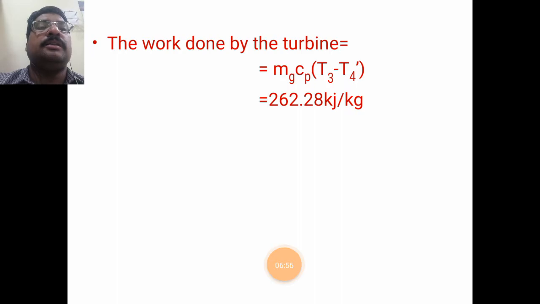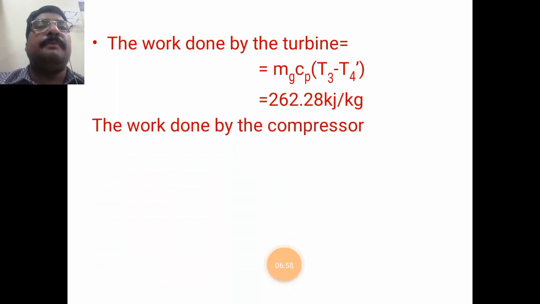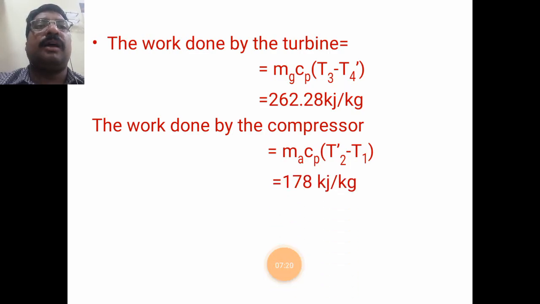The next one is the work done by the compressor. The work in the compressor is adiabatic compression work. In the compressor only air is compressed. Therefore, we can take it as ma into Cp into (T2 dash minus T1). If you substitute the values, we get the compressor work as 178 kilojoule per kg.